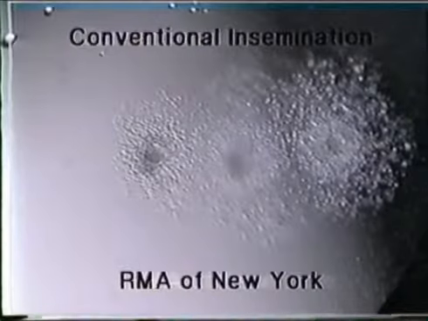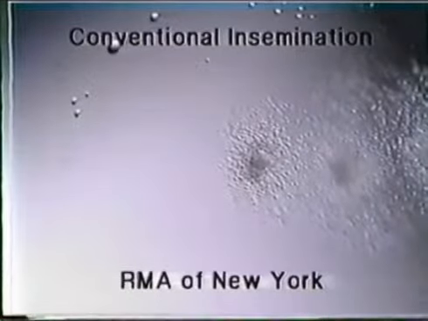Here you can see a drop containing a few of the eggs which were just inseminated and the thousands of sperm swimming around them, each sperm trying to reach an egg.